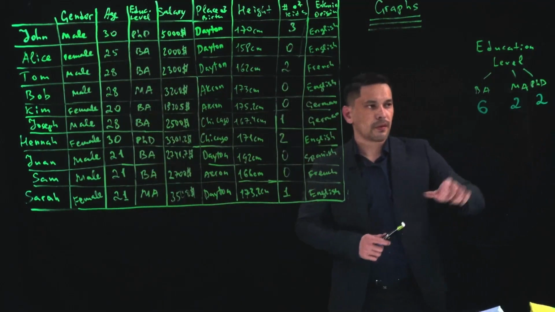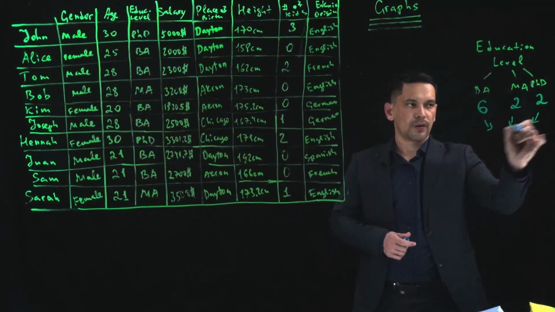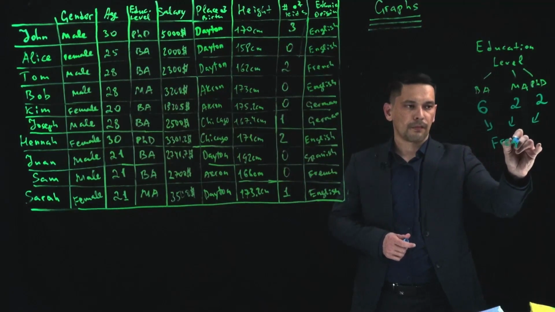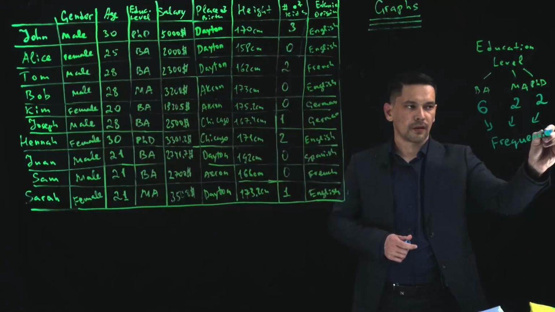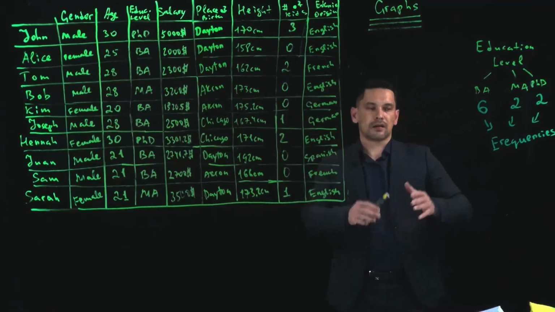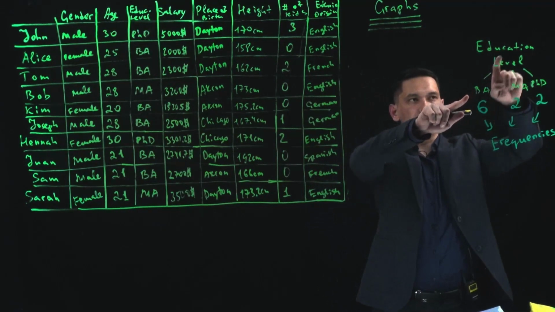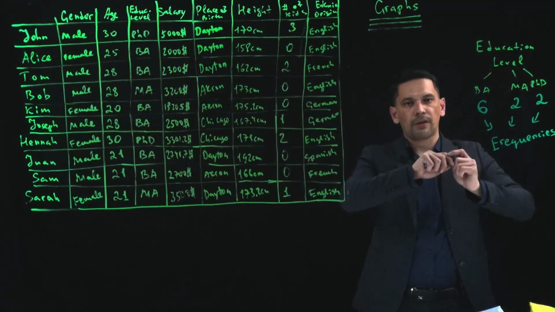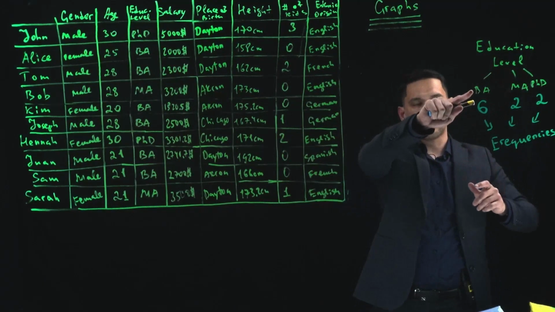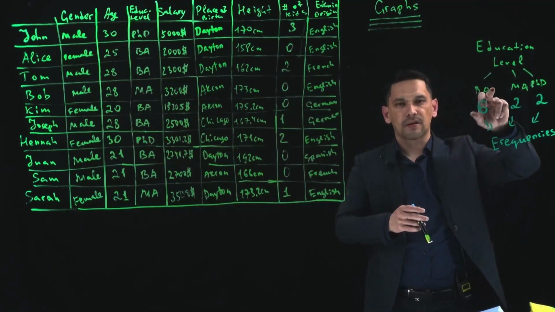All right. Now, the numbers that you see here are called frequencies. Okay. Please write this down. Now, what's a frequency? Basically, a frequency is the number of people that belong to a certain value of a certain variable. For example, the frequency of the value bachelor's is 6. That means 6 employees have a bachelor's degree.